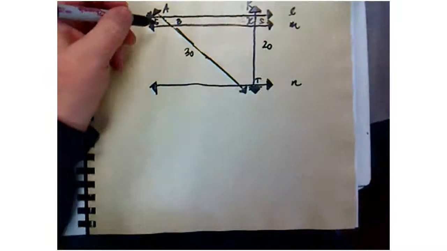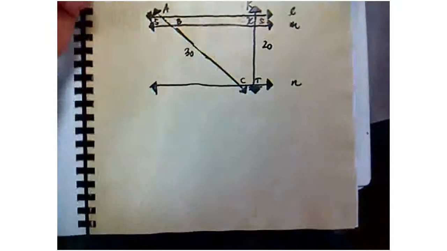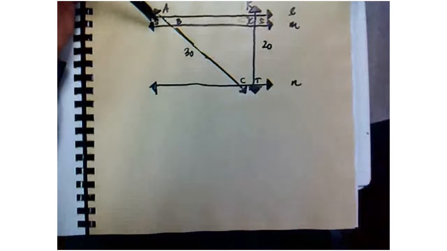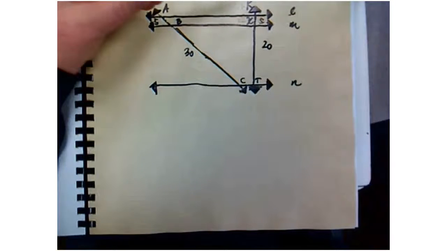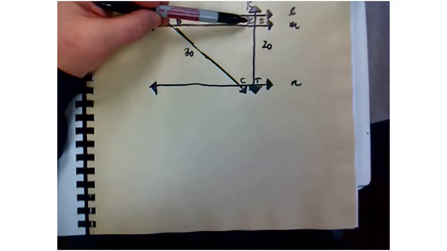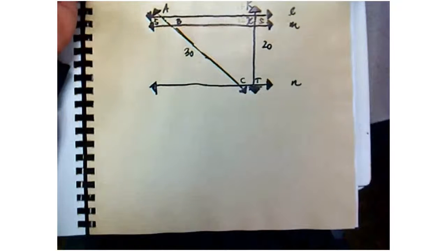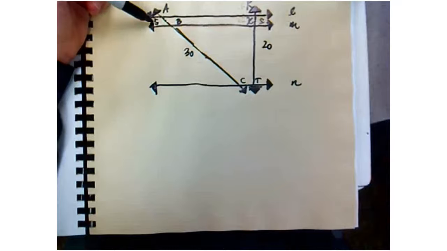All right. And then, on the other transversal, it intersected at C. So from A to B, it's 5. From B to C, it's 30. From R to S, it's X, and from S to T, it's 20. What is the value of X? 5 over 30.